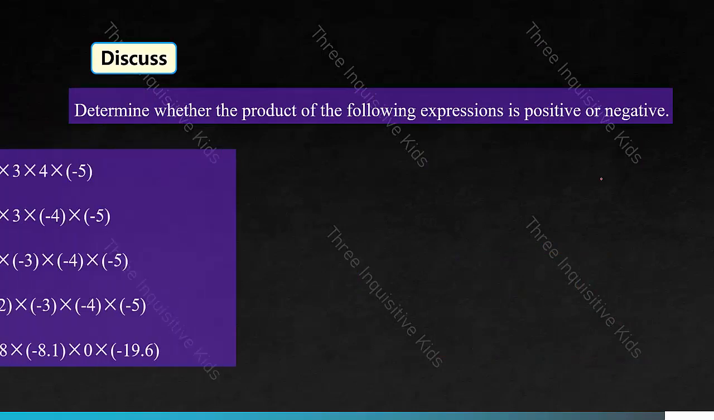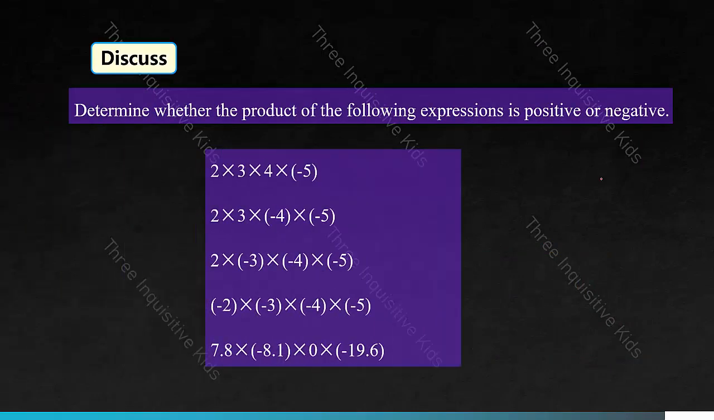Determine whether the product of the following expressions is positive or negative. Now we're going to calculate with four factors. The first one is negative, because the product of these three factors would be positive, and a positive times negative is negative. The second one is positive, because negative 4 times negative 5 must be positive, and the product of 2 and 3 is also positive. So positive times positive equals a positive product.